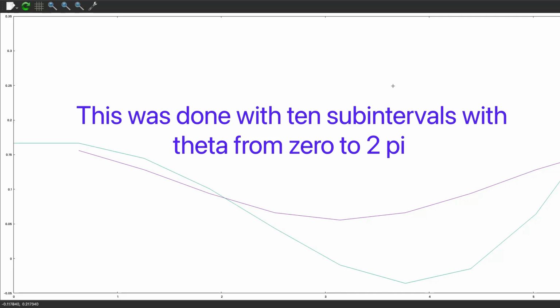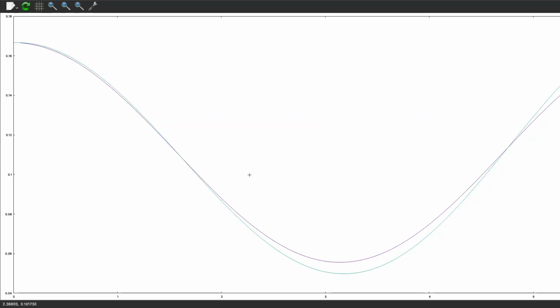As you can see, these two graphs are roughly similar looking, but they're not very close to each other. Here, I've increased the number of subintervals to 100, and you'll notice that the agreement between the two curves is considerably improved. Here, I've increased the number of subintervals to 1000, and as you can see, the agreement between the computed solution and the computer version of the exact solution is better still. This is how things should be.